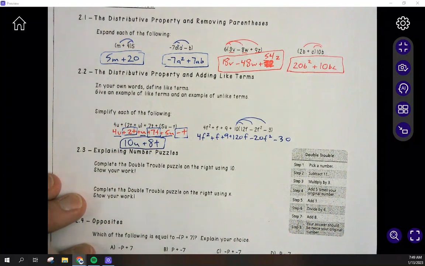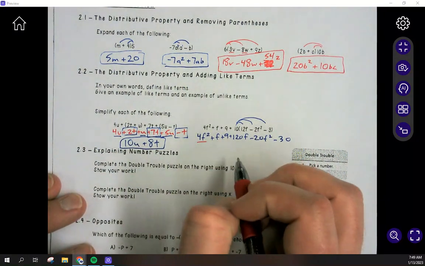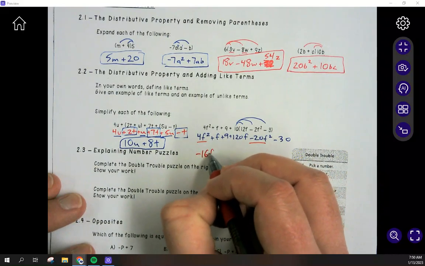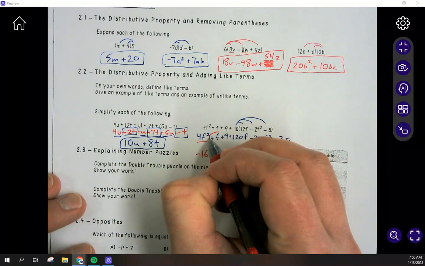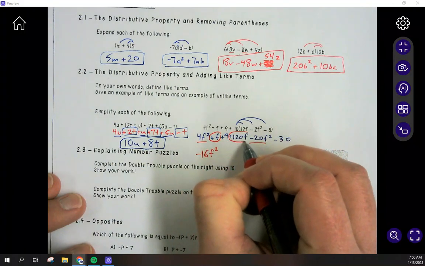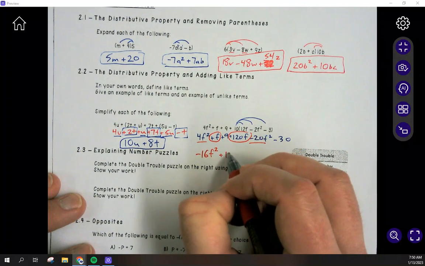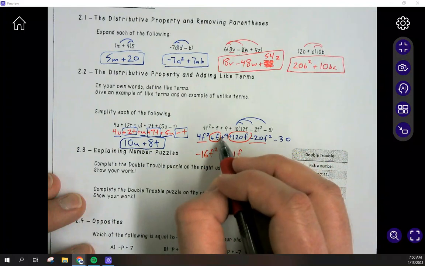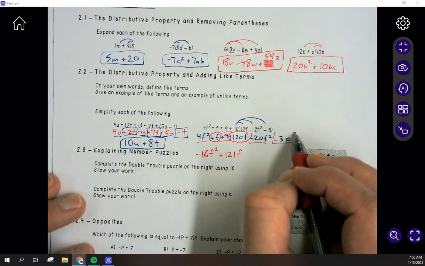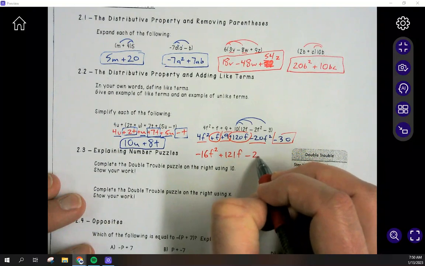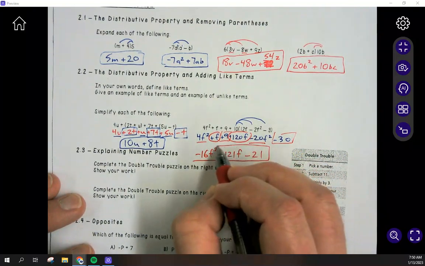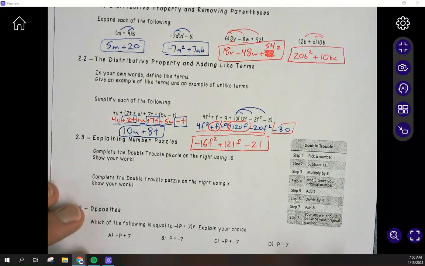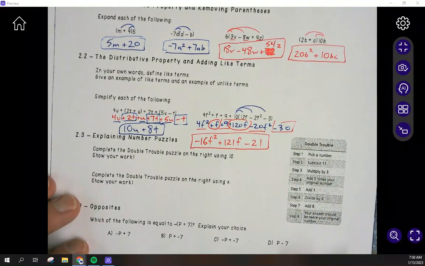And now I'm going to combine like terms. I have 4f squared and negative 20f squared. That's negative 16f squared. I have a 1f and a 120f, so that is 121f. Okay, and then I have a 9 and a negative 30, and that's negative 21, which I'm going to write as a minus 21. If you put plus negative 21, which you'll see on the answer key, that is perfectly fine. That works. You can do plus negative 21 or just minus 21.